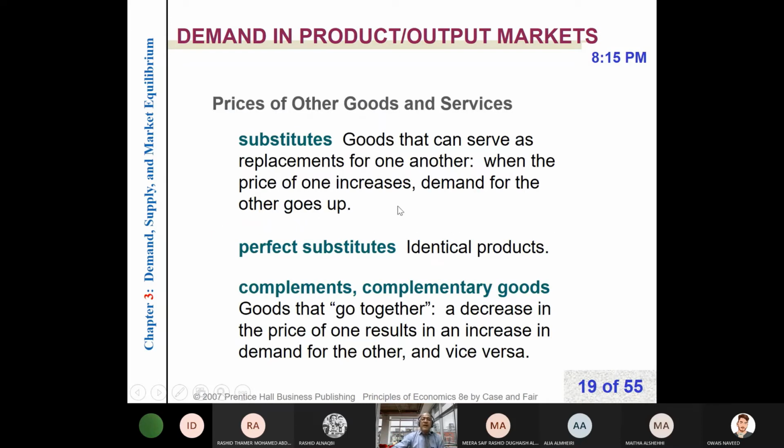Also, there is an effect of prices of other goods. So we have to think about two goods, whether they are substitutes or complements.